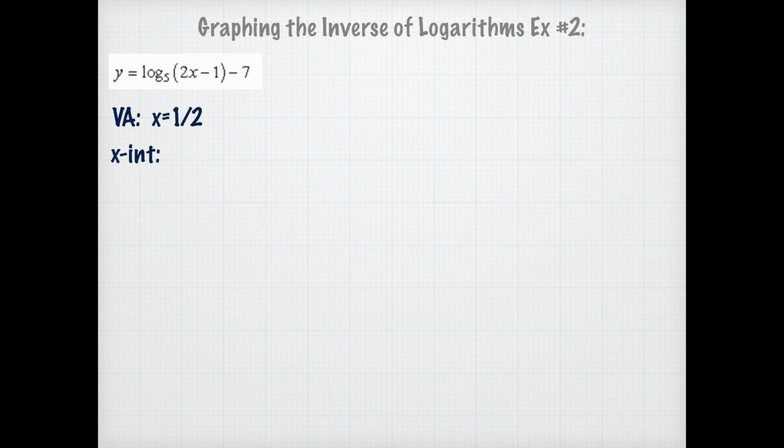My x-intercept is going to be the value of x for which y is going to be 0. So when I actually plug that in, I get 39,063. So let's see how that works.